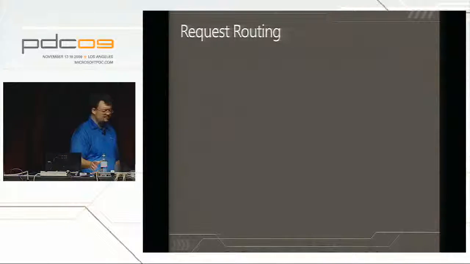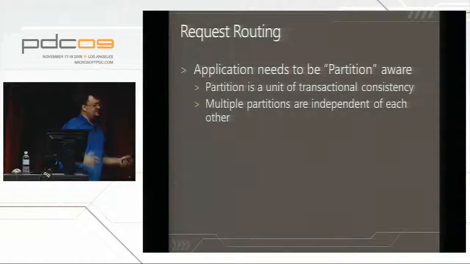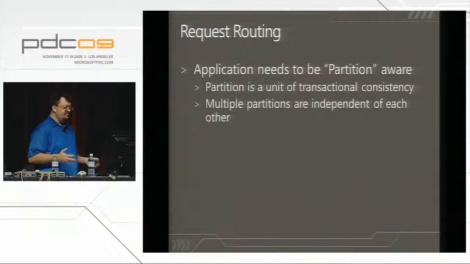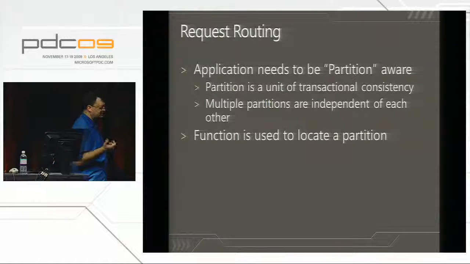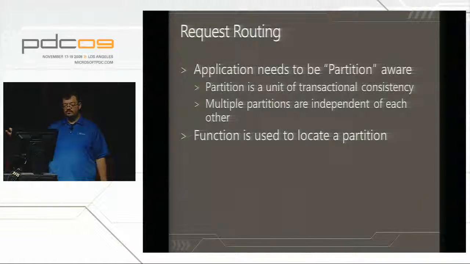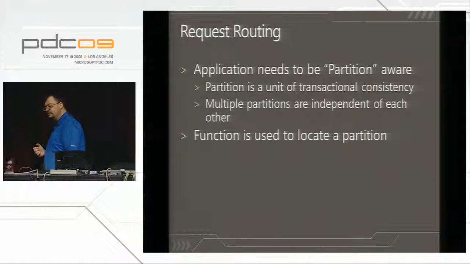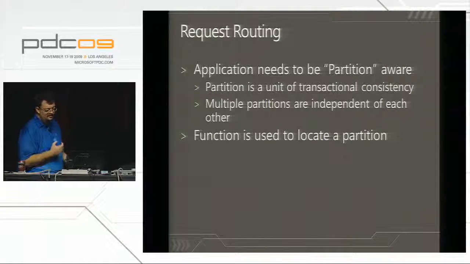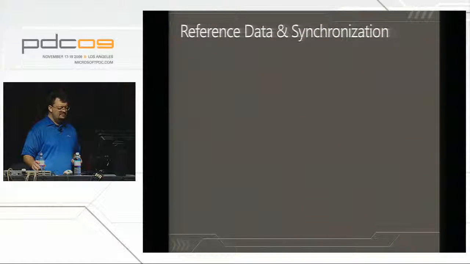And then we also think about request routing. Your application needs to be partition aware. A partition, or a database in our case, is the unit of transactional consistency. Each partition in your system is independent of one another. We need to use some sort of function to locate the partition, just like we showed a couple minutes ago, where we used the getCustomerDB function, which called into our hashing algorithm to figure out where to put the customer data. It's something you need to think about. And I'm sorry if I'm speeding up. We're just going to run out of time very soon.